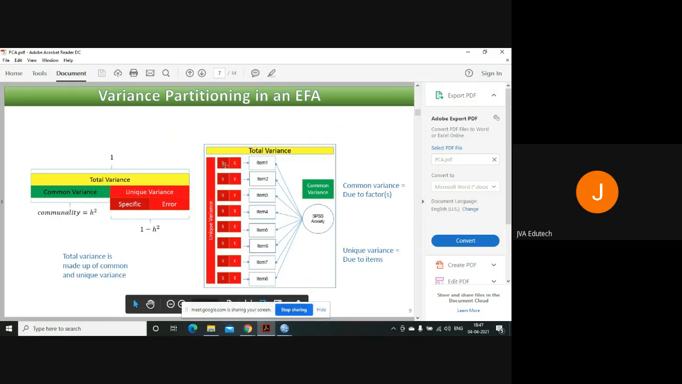Now, these unique variances are again of two types, specific variance and error variance. A specific variance is something which is very unique to explain that particular item, and error variance is something which cannot be explained, so you leave it as it is.